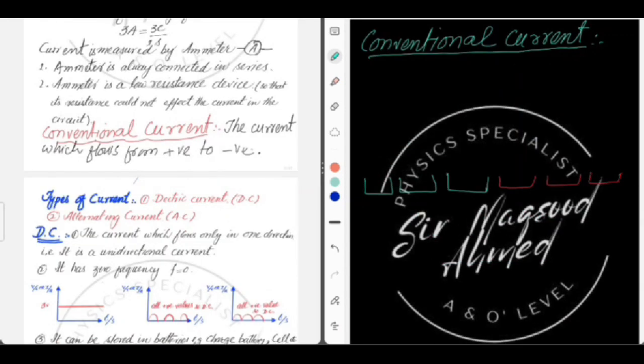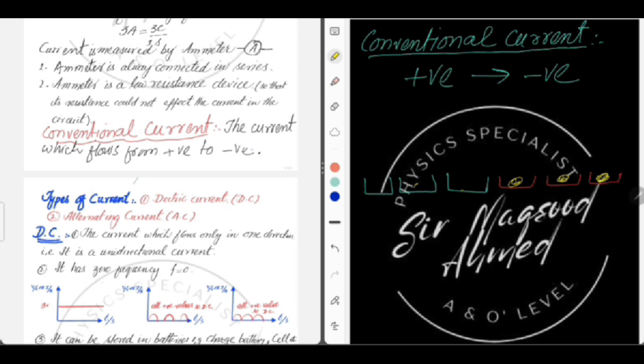Now we will discuss conventional current. Conventional current is defined as the current which flows from positive terminal of the battery to the negative terminal of battery. In simple words, we can say that the current which flows from positive to negative is called conventional current. To understand the concept of a conventional current, we will discuss an example.